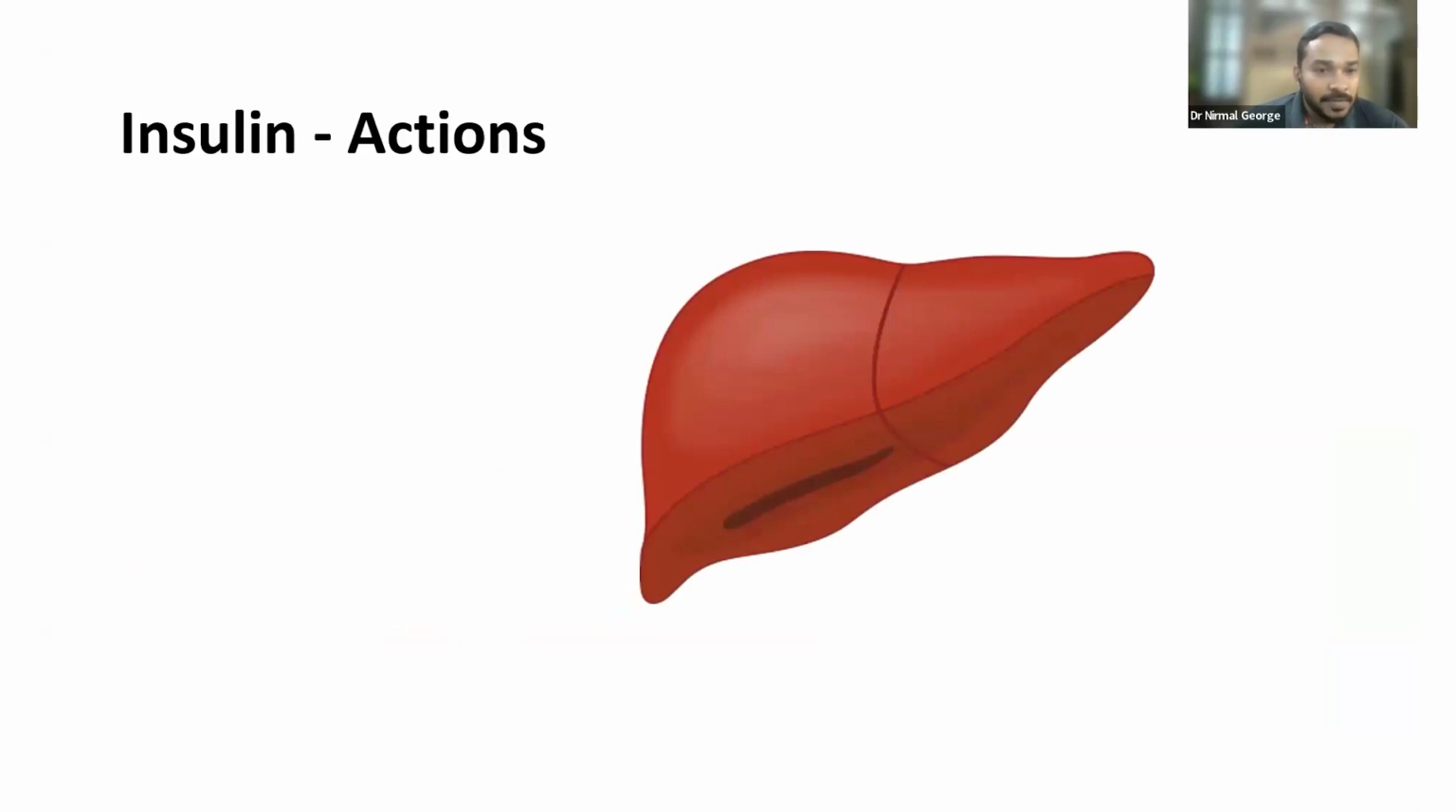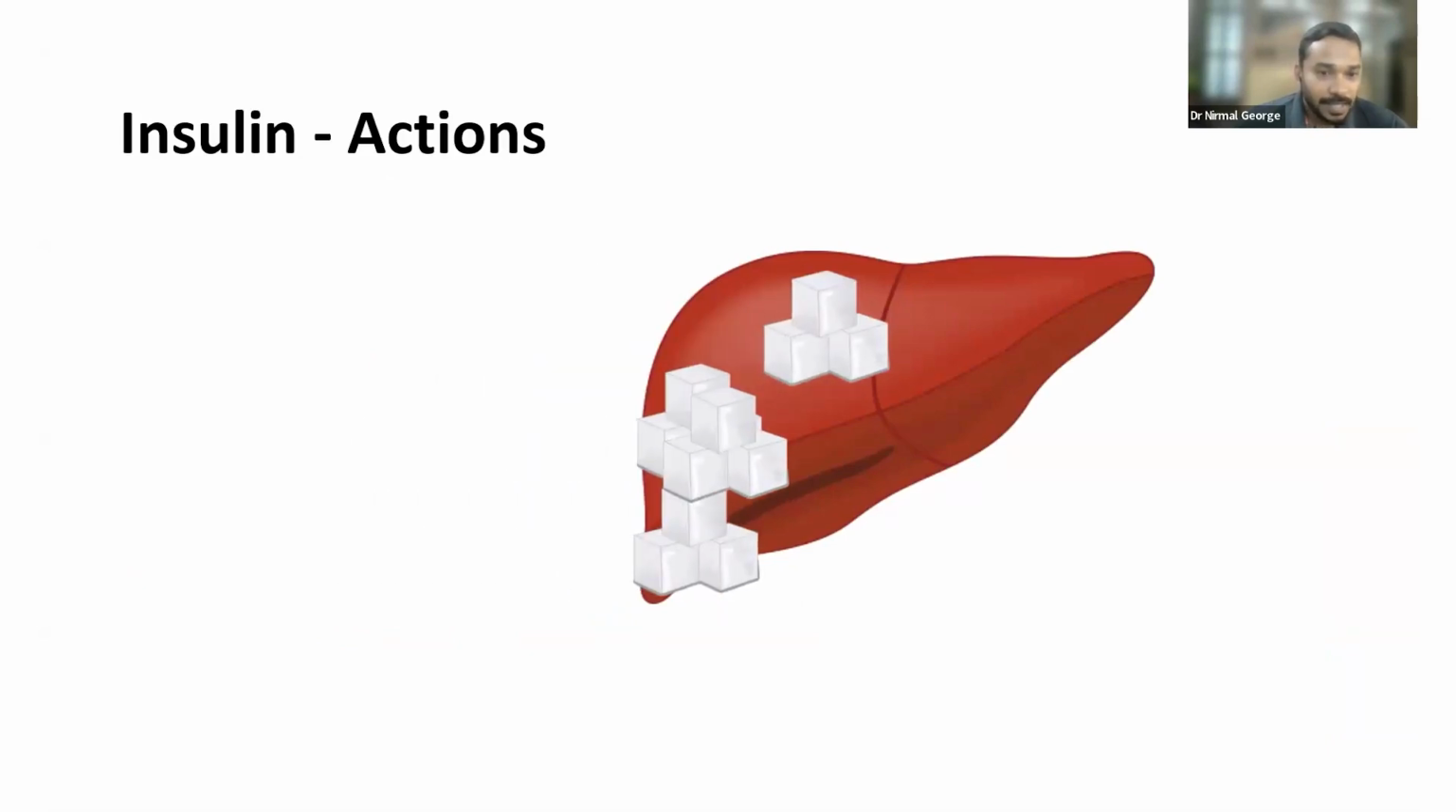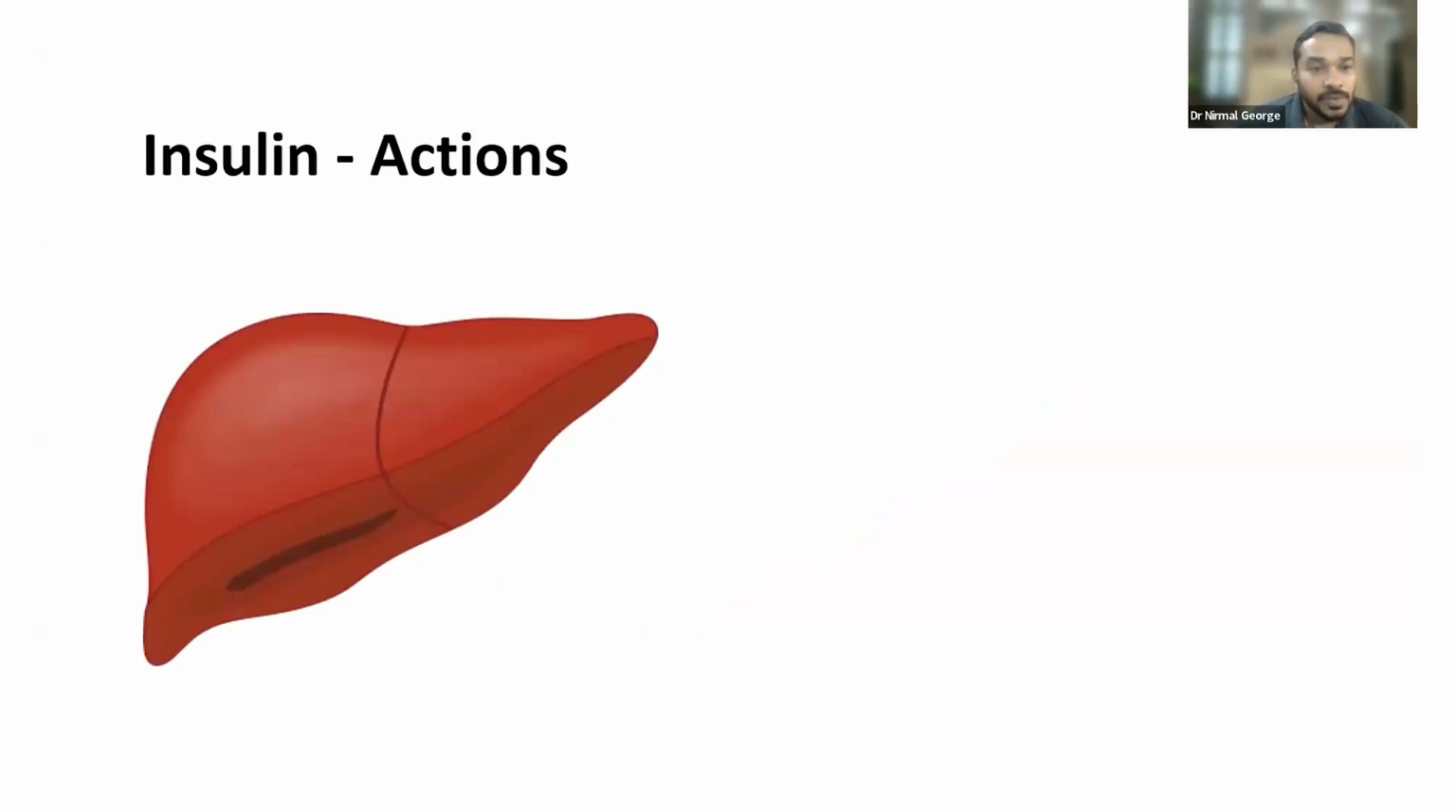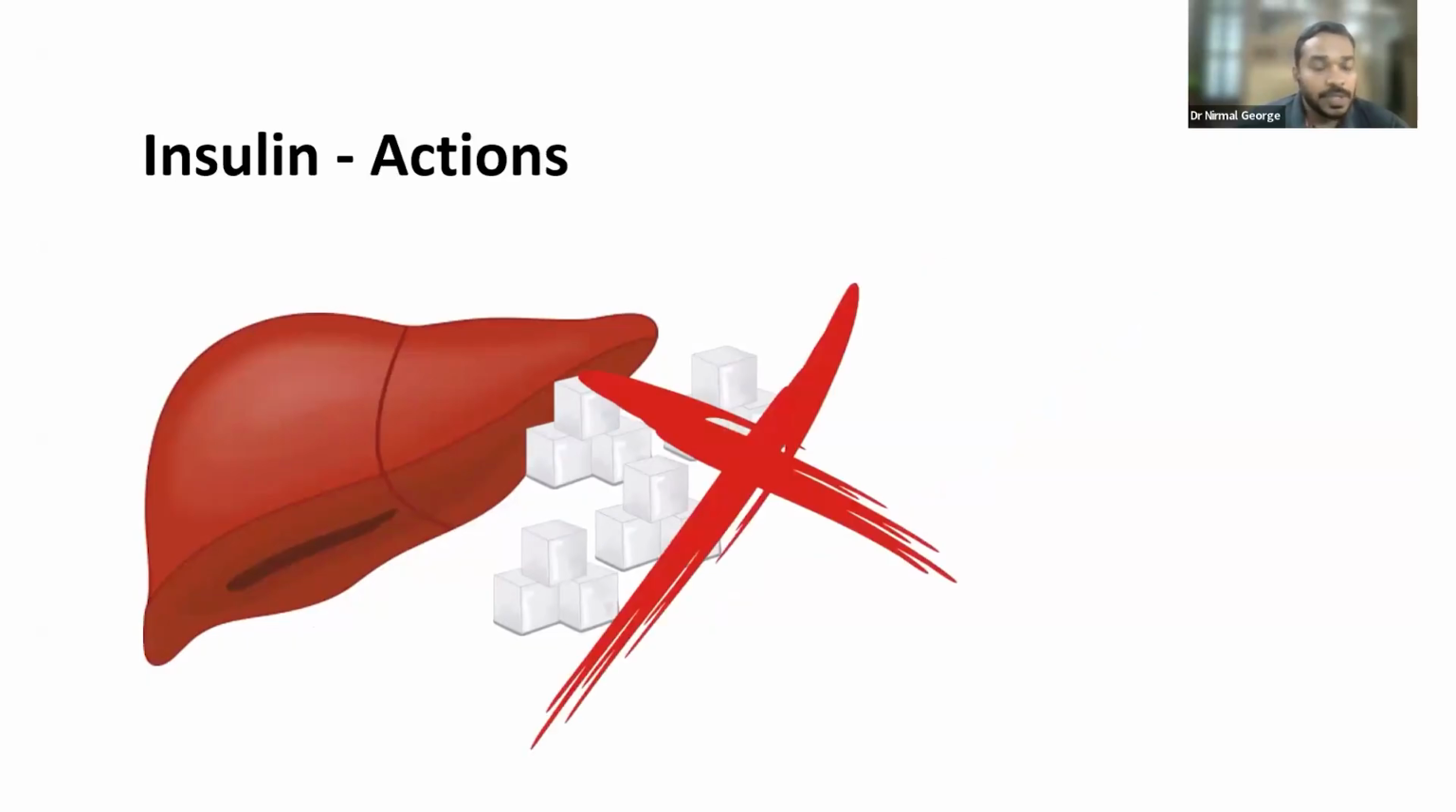In the liver, insulin stimulates the movement of glucose from the extracellular space into the liver. That will result in storage of this glucose as glycogen, which is known as glycogenesis. It also prevents the breakdown of glycogen and release of glucose. It also prevents gluconeogenesis. So these actions are prevented by insulin. So insulin is anabolic everywhere in the body. It is anabolic in the skeletal muscles, adipose tissue, and also in the liver.